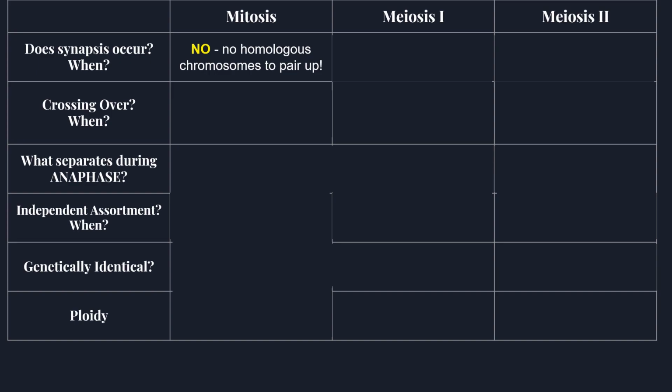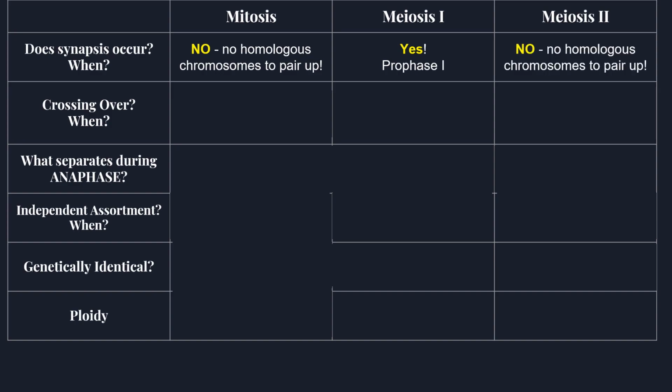Moving on to meiosis 1 though, does synapsis occur? Yes. And when does it occur? Right, prophase 1. And then in meiosis 2, does synapsis occur? No, right? Same thing as in mitosis. The only difference really between mitosis and meiosis 2 is that in meiosis 2 we are dealing with haploid cells, whereas in mitosis we're dealing with diploid cells. But otherwise, the processes are basically the same. And in meiosis 2, there really isn't even an option for homologous chromosomes to pair up.